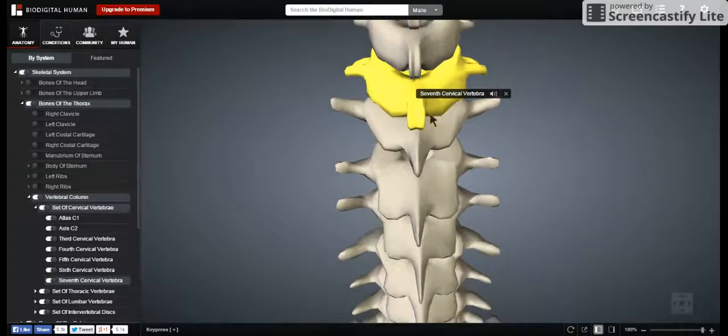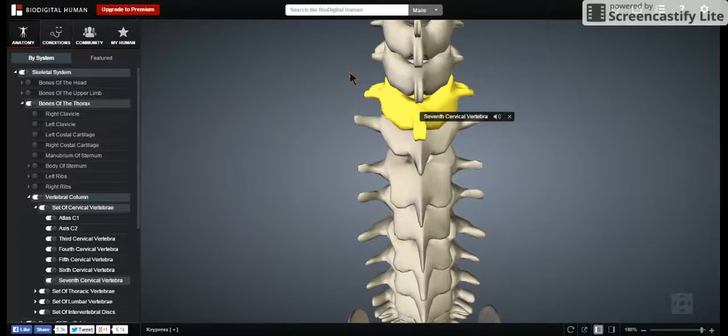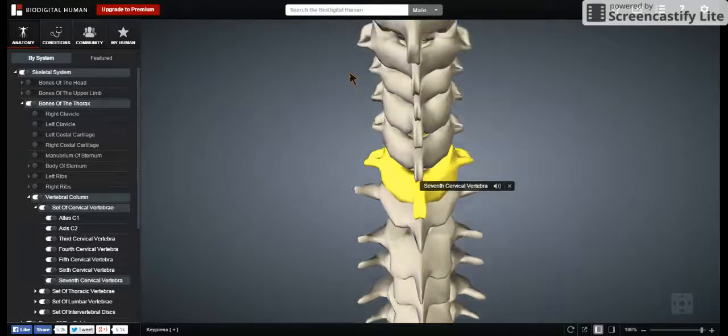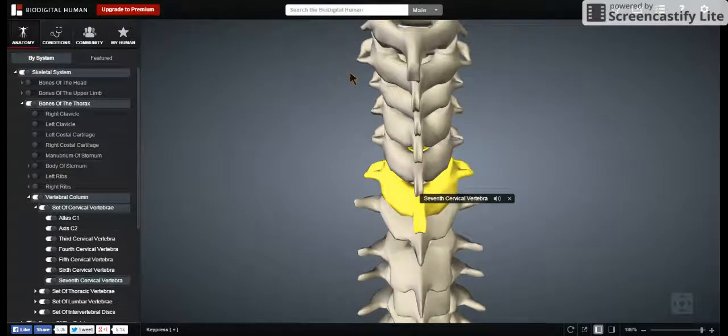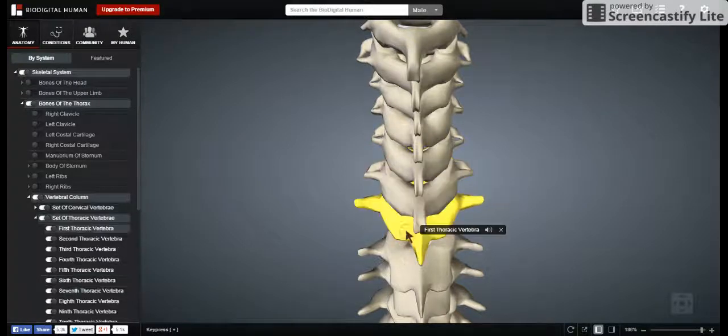As we pull away a little bit and we go up, we can see that the cervical vertebrae have something called a spinous process. It's a small spinous process, and the spinous process is called bifid. It's separated. It's V-shaped. So the cervical vertebrae also has a V-shaped spinous process.